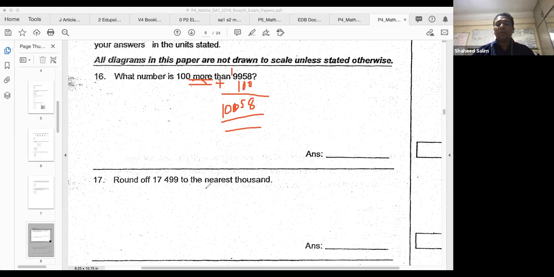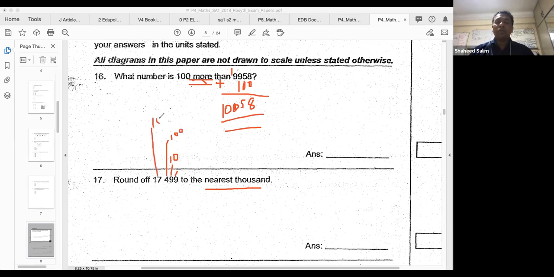So down here, nearest 1,000. Let us identify where's nearest 1,000. This is ones. This is tens. This is hundreds. See, you can see once you know where's the ones. Sorry, this one is 10. The next one beside it is 100. The next one beside it is 1,000.